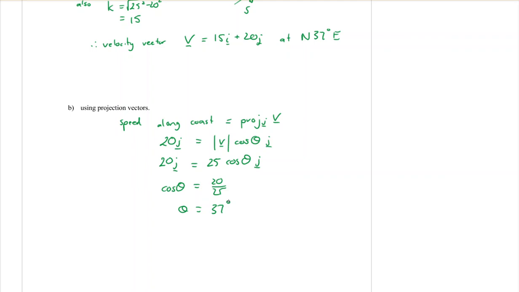To find the 15 kilometers per hour, we would still need to do the Pythagoras' theorem that we did up above, so I won't do that again. But we've used the projection part to show that we can get that same result for the angle. All right, so let's move on.